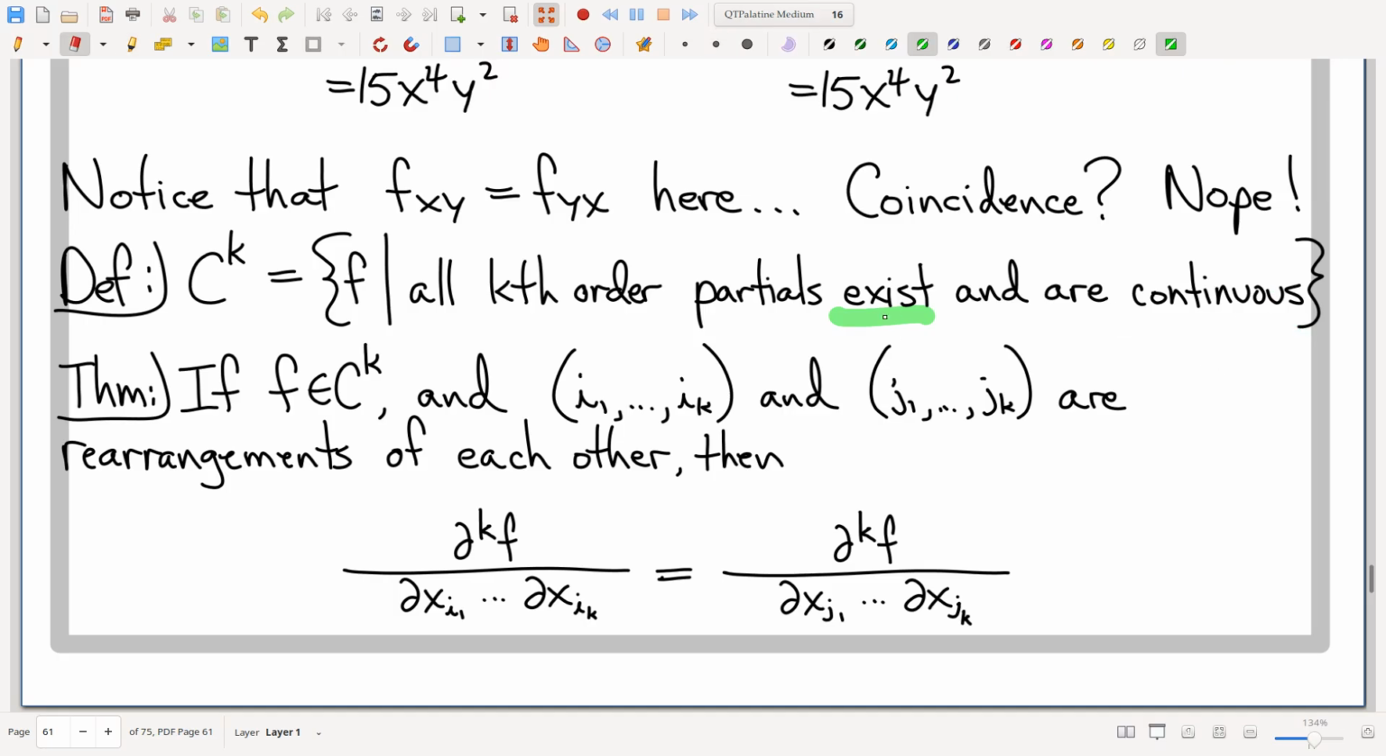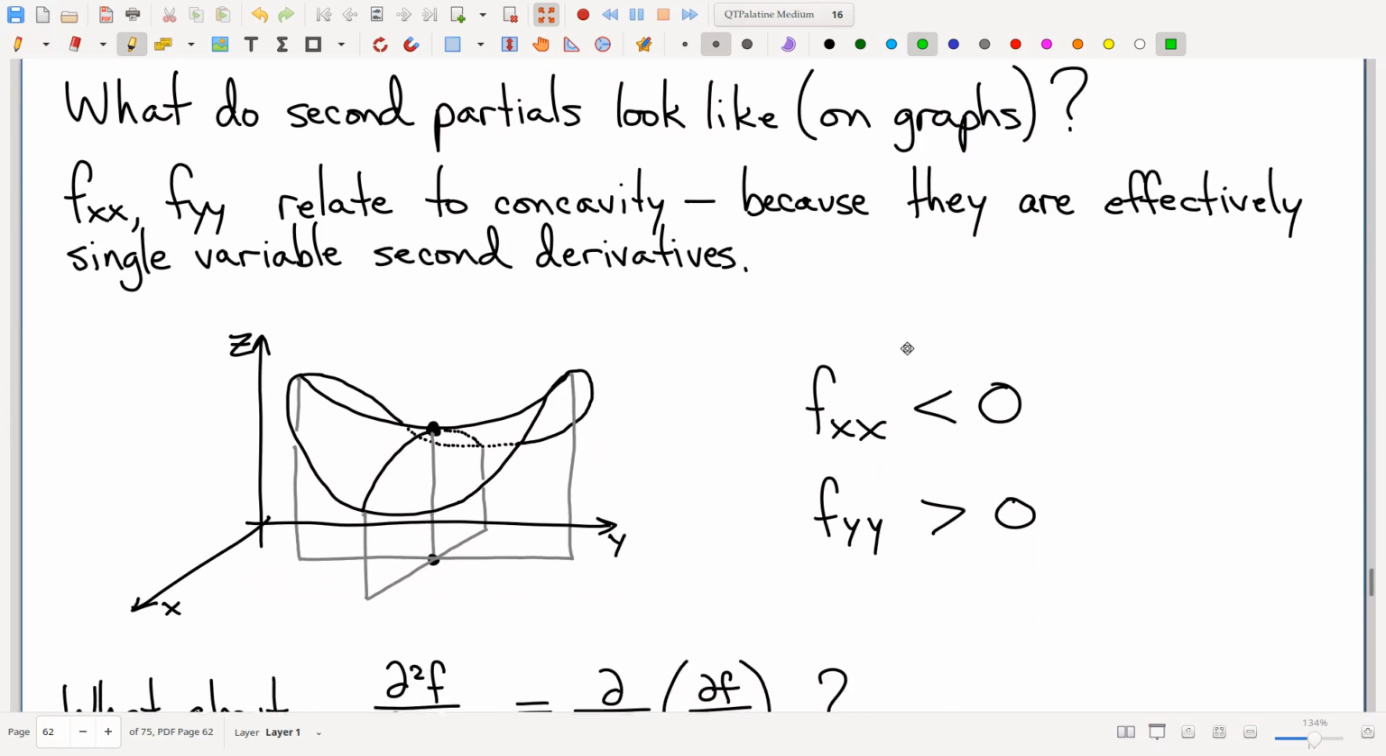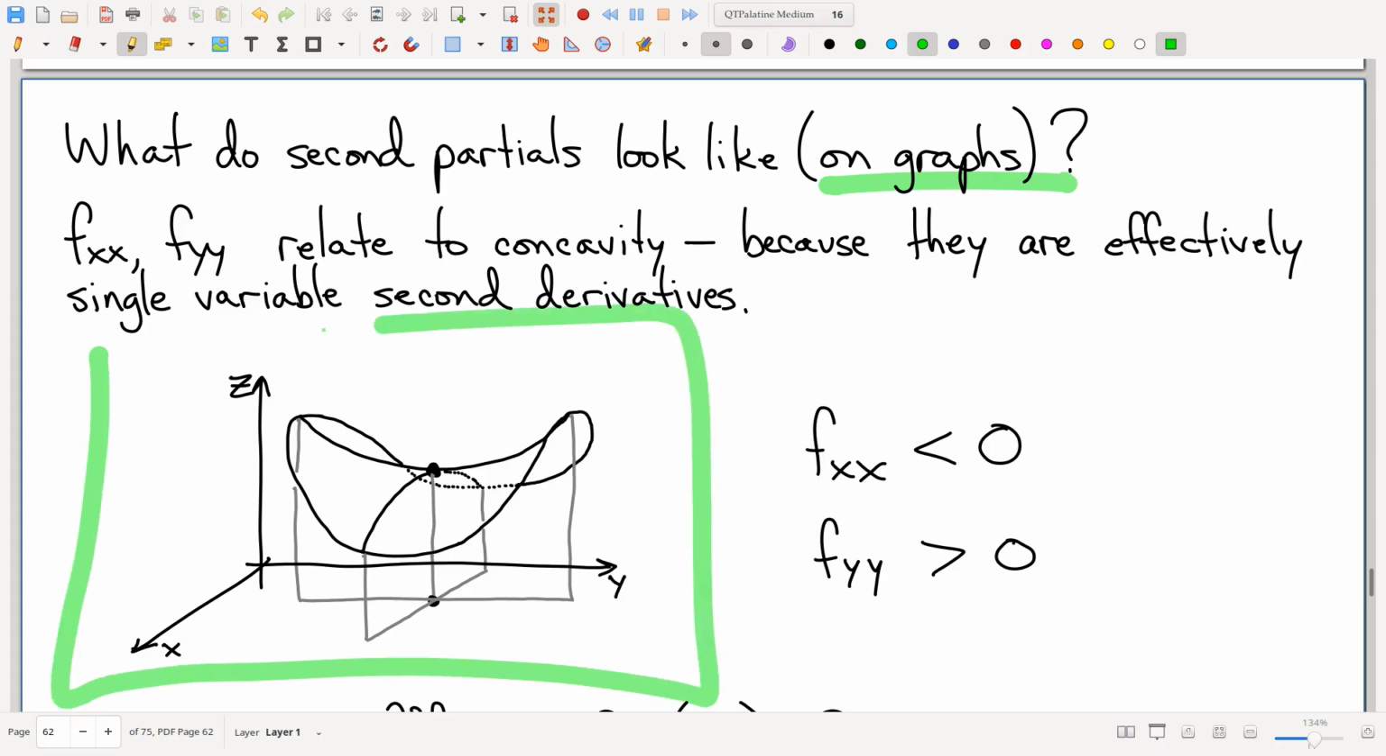Okay. All right. Here's where things get a little weird. What do second partials look like? Now, I want to emphasize, it depends on what kind of a picture you're looking at. We're going to consider graphs. What we're looking at here in particular is a graph of a function of x and y, some function. I've deliberately made it look like a Pringle. And so what we're about to investigate here is, what do second partials look like?